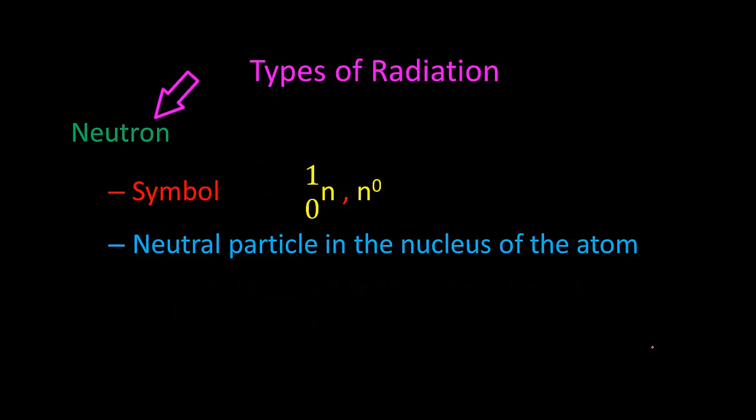The next type of radiation is a neutron, and it is denoted by the symbol lowercase n with a mass number of 1 and an atomic number of 0, or n with a superscript of 0. It is a neutral particle in the nucleus of an atom.